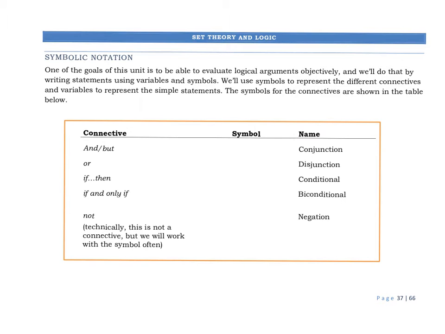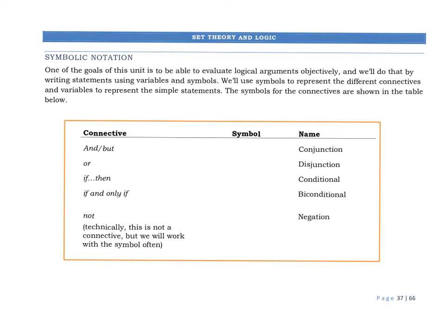Symbolic notation. One of the goals of this unit is to be able to evaluate logical arguments objectively, and we'll do that by writing statements using variables and symbols. We'll use symbols to represent the different connectives and variables to represent the simple statements. The symbols for the connectives are shown in the table below.